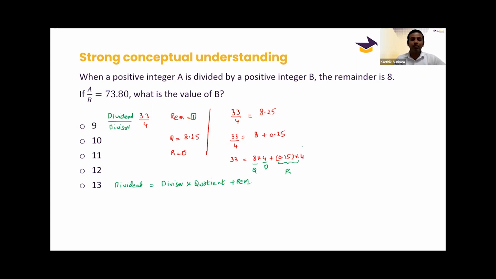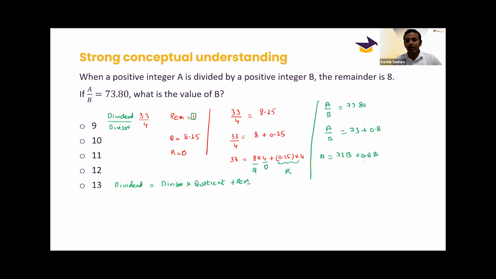Now, in the same way, we are going to use the same technique here. That is, A upon B equals 73.80, which is A upon B equals 73 plus 0.8, right? If I cross multiply, so A equals 73B plus 0.8B.